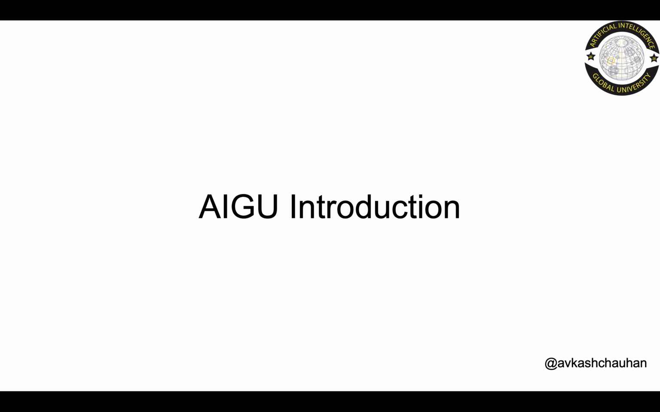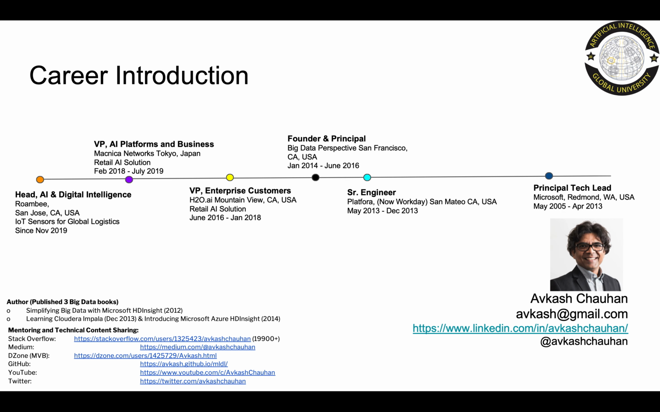Before giving you a quick introduction to AIGU, I would like to introduce myself. My name is Avkash Chauhan, and it's been over 20 years that I have been living in California and different parts of the world. I am primarily a software engineer, but in the last 20 years I have gained good knowledge and experience to build larger organizations and help technical folks all over the world.